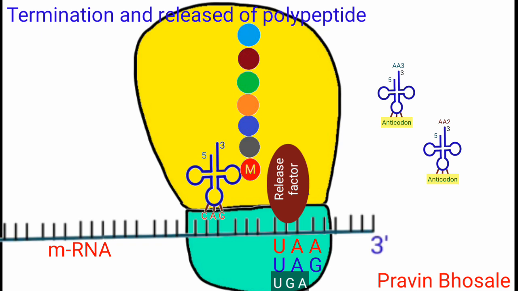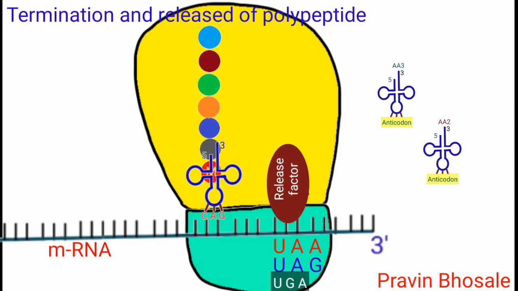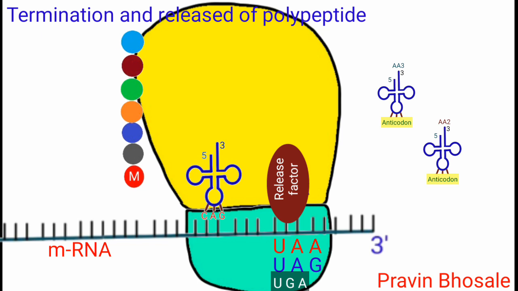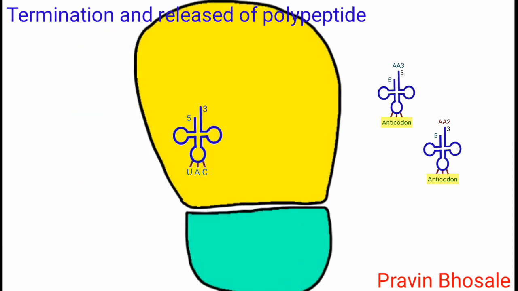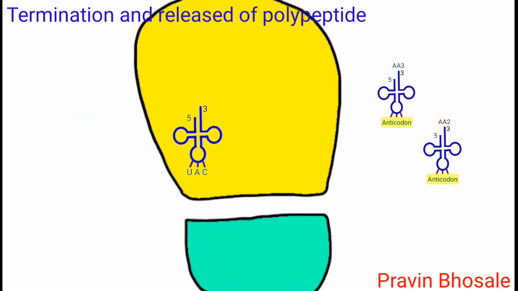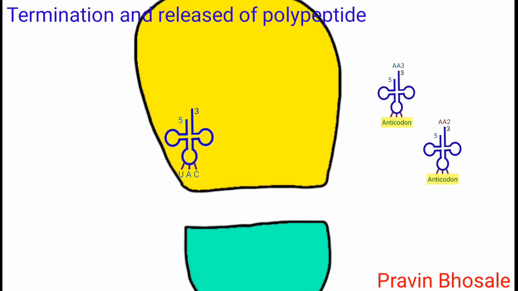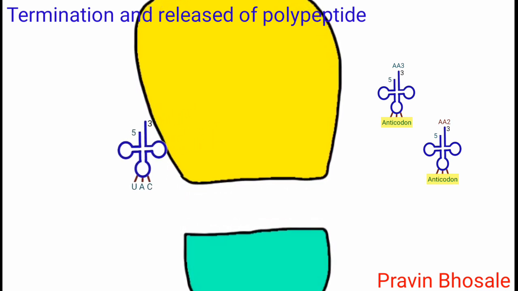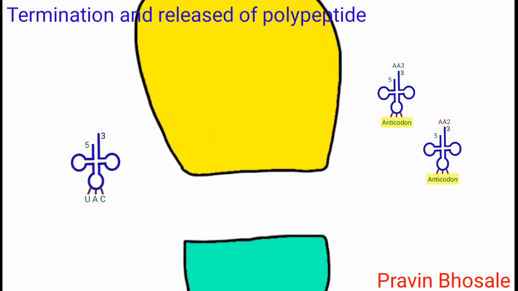The release factor binds to the stop codon, thereby terminating the translation process. The polypeptide is now released in the cytoplasm. The two subunits of the ribosome dissociate and the last tRNA is set free in the cytoplasm.